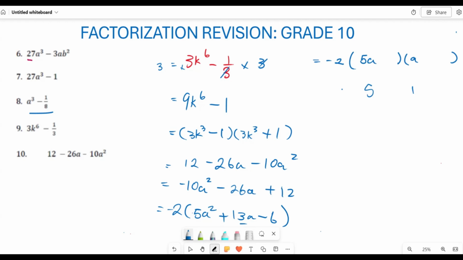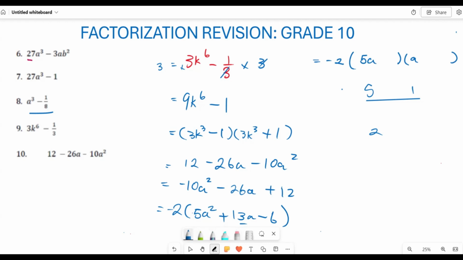So what are the factors of 6? Now I can look at the factors of 6, and say I have 1 and 6. I also have 2 and 3. Now here, really, it's nothing much when you factorize this. This process that you are doing here is going to be a trial and error process. So for example, I am looking for my 2 factors that when I multiply both of them, they are going to give me 6, and when I add them, they are going to give me 13.